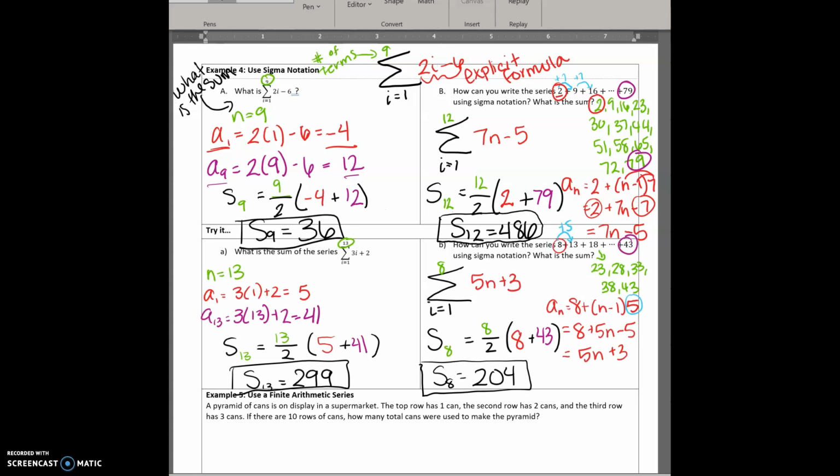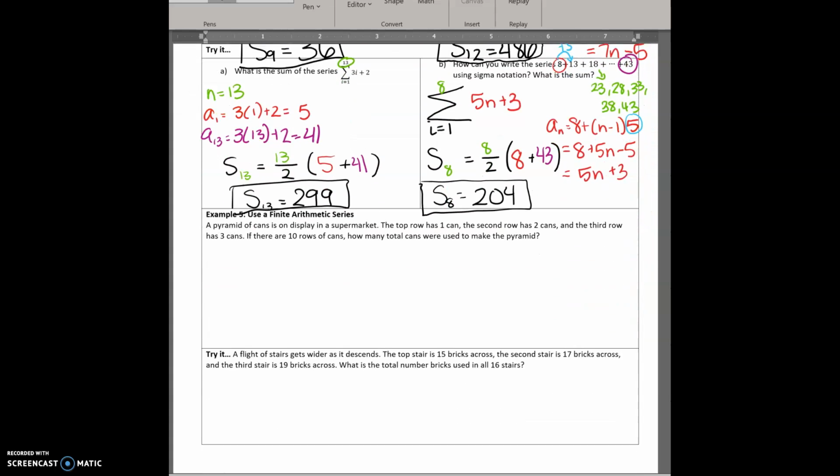Okay, so in this one, our n is 13, and then we needed to find our first term and our last term, and then plug it in. So we got 299 there. And then this one, we needed to find the common difference, which was 5, and then I had to list out everything that was in between here to find the number of terms is 8. And then we found our explicit formula here to get this part, and then we found the sum by having the 8, knowing the number of terms, 8 being our first term, 43 being our last term.